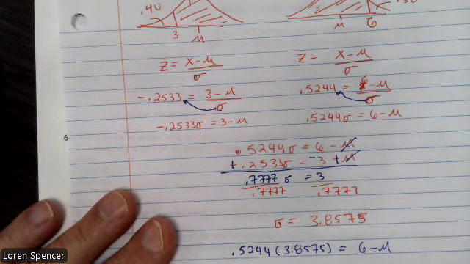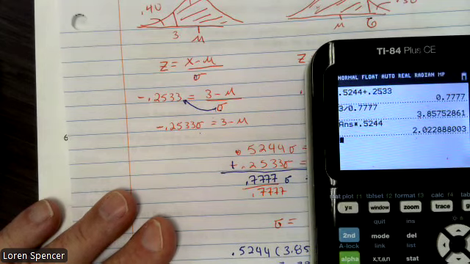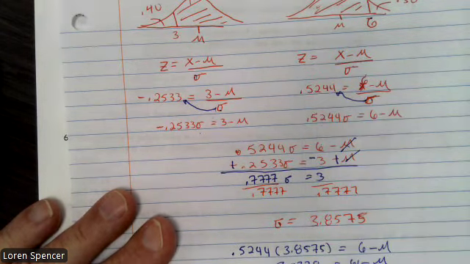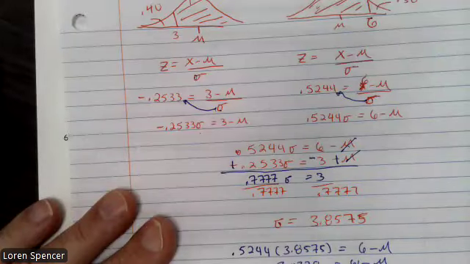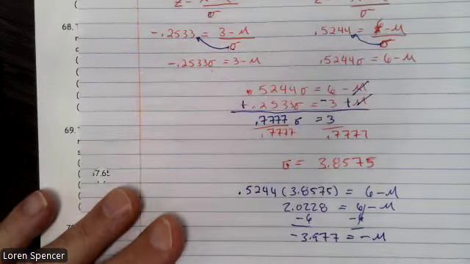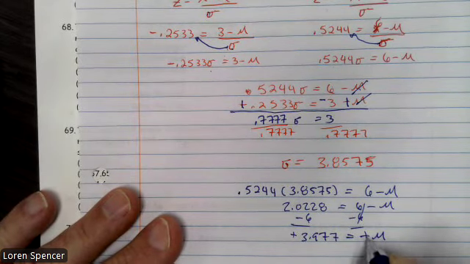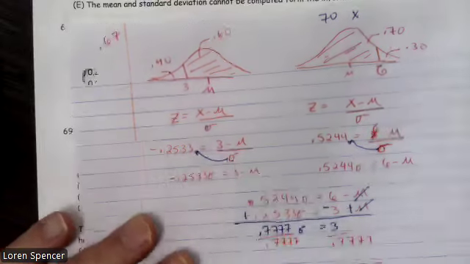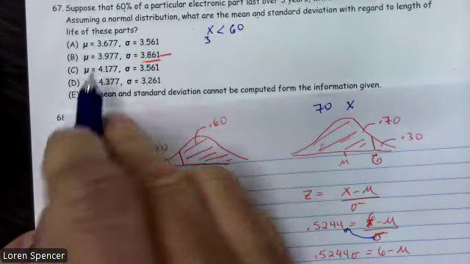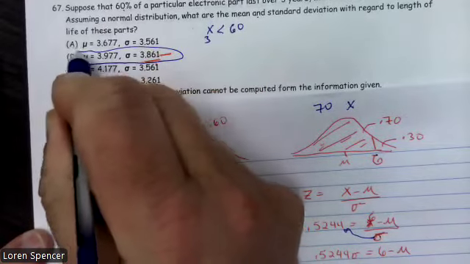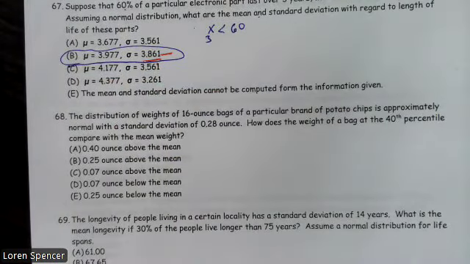So 2.0228 equals 6 minus the mean. I'm going to subtract 6 from both sides. And we get negative 3.977 equals a negative mean. Make them both positive, and we're good to go. And 3.977 is exactly the answer choice for B. So B is our best guess for that one.